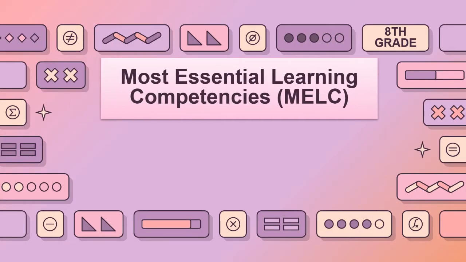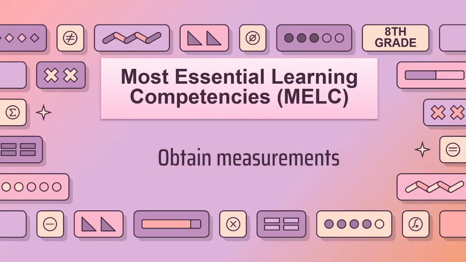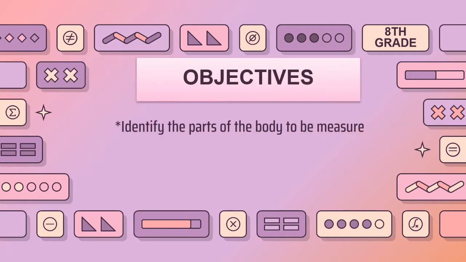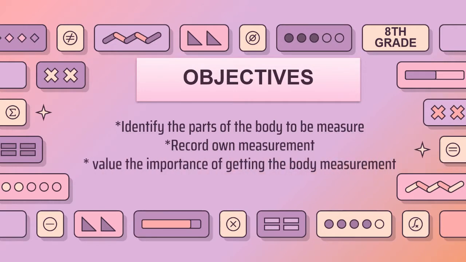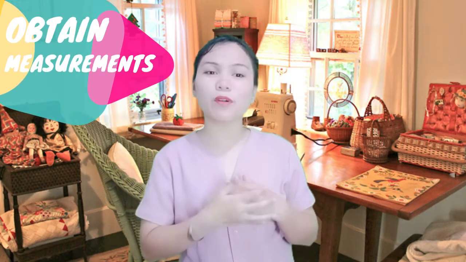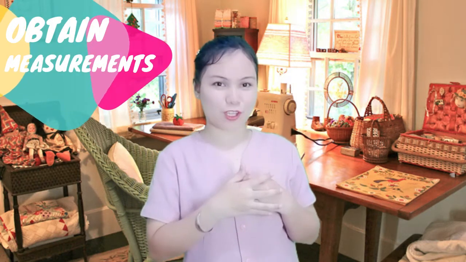The most essential learning competencies or MELC in this lesson is to obtain measurements. And the objectives are: identify the parts of the body to be measured, record own measurement, and value the importance of getting the body measurement. Our lesson for today, obtain measurements. We are going to identify the parts of the body that we need to measure.